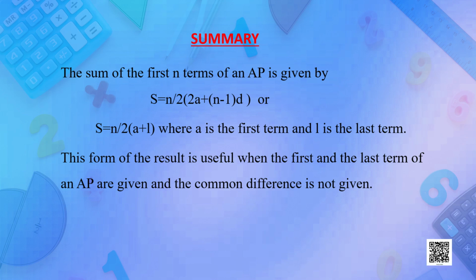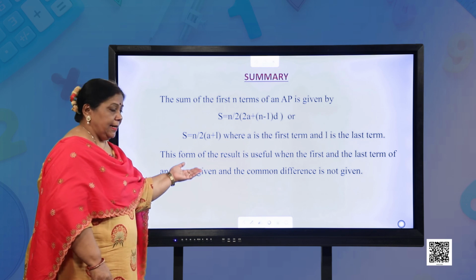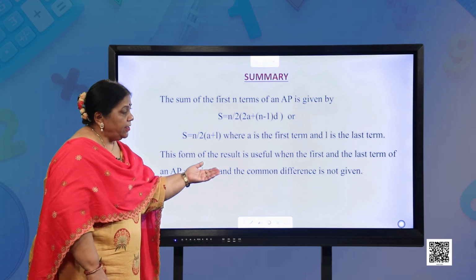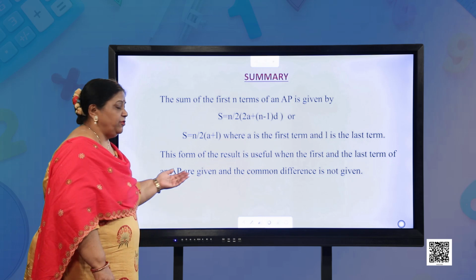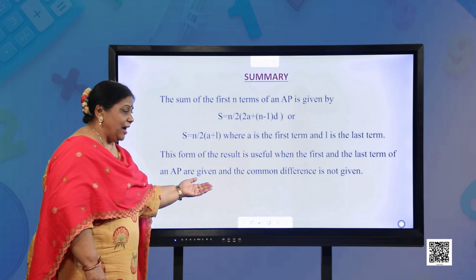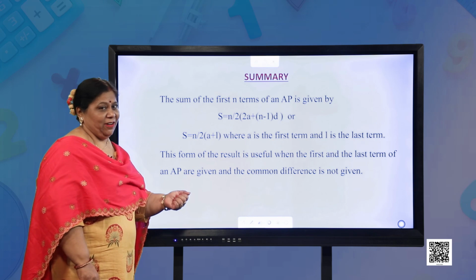Okay students, let us see the summary. The sum of first n terms of an AP is given by S is equal to n upon 2 into (2a plus (n minus 1) into d), or S is equal to n upon 2 into (a plus L), where a is the first term and L is the last term. This form of the result is useful when the first and the last term of the AP are given and the common difference is not given.